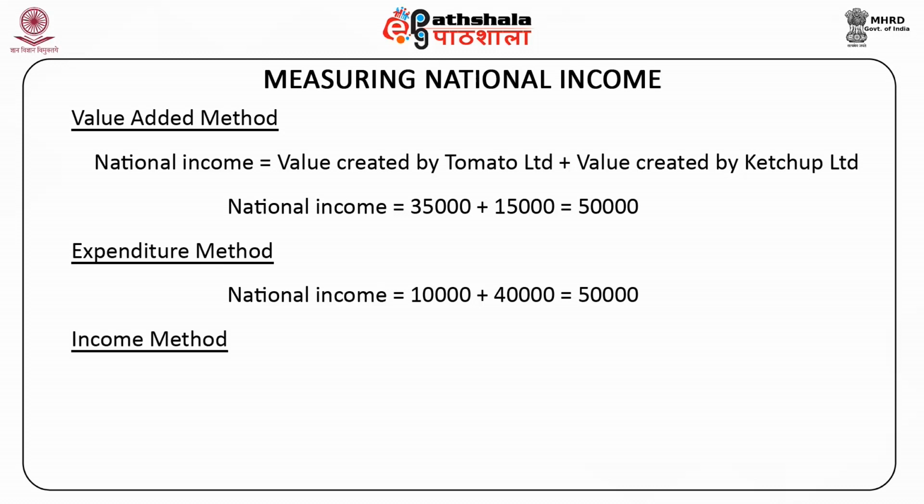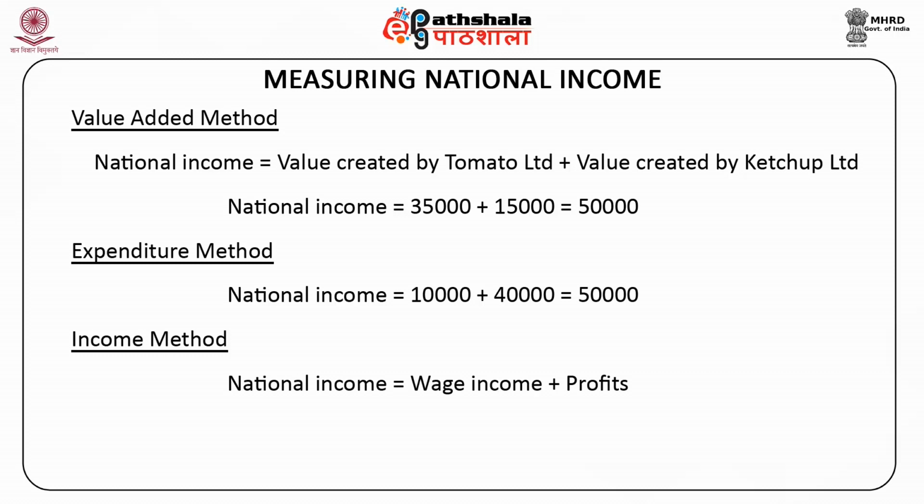Income approach. This approach sums the income received by all factors of production. In this example, the profits of Tomato Limited are its revenue generated minus wages, that is 20,000, and profits of Ketchup Limited are the revenue minus intermediate inputs and wages, that is 5,000. The wage income of the economy is 25,000, 15,000 and 10,000 of Tomato Limited and Ketchup Limited respectively.